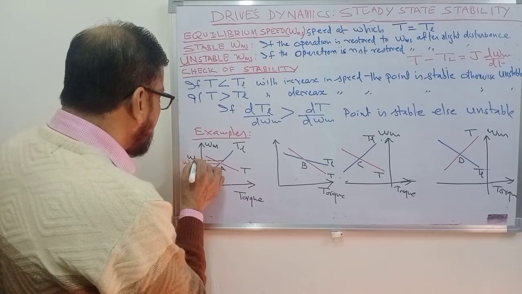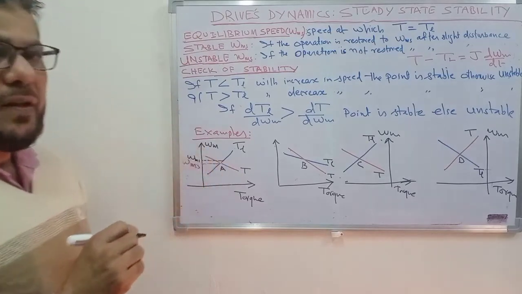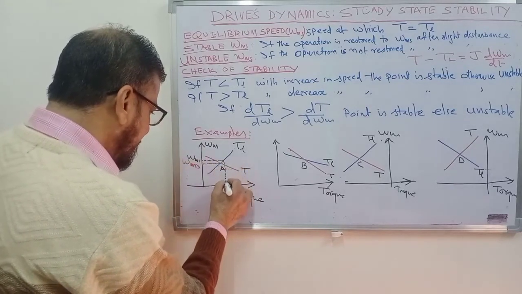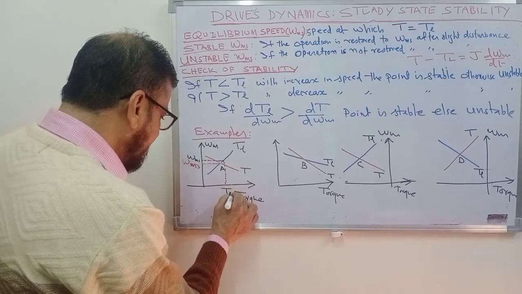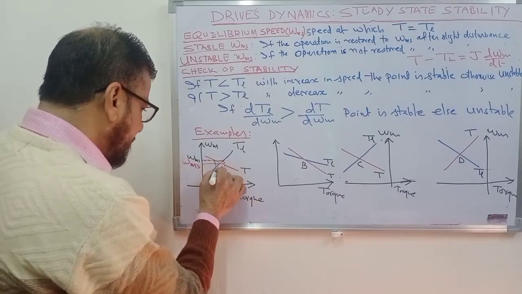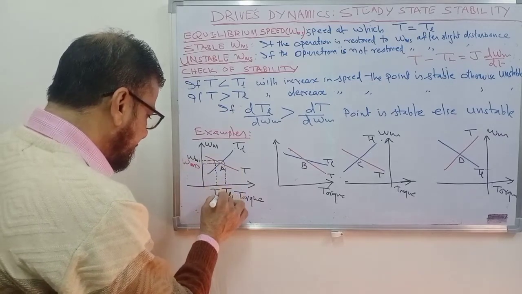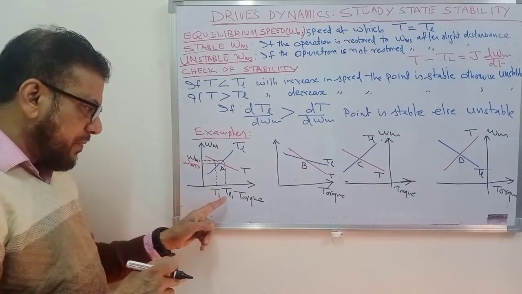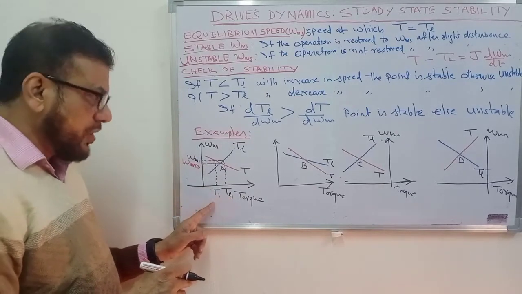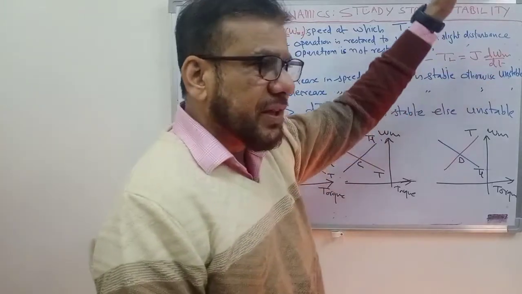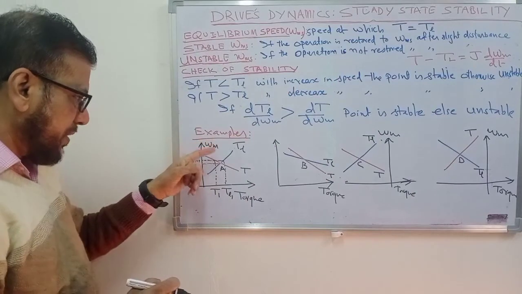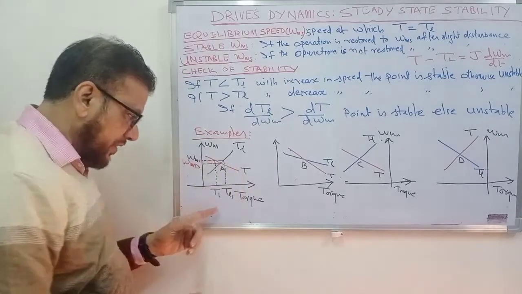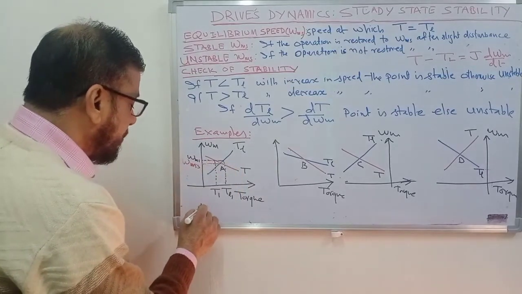I will increase the speed from omega m to omega m1. With this increase in speed, the load torque becomes TL1, the motor torque becomes T1. Speed has increased, so motor torque has become less than the load torque. When the motor torque is less than load torque, this means that the motor will decelerate. Speed will decrease, again the operating point will be restored. So you can say that point A is a stable operating point.